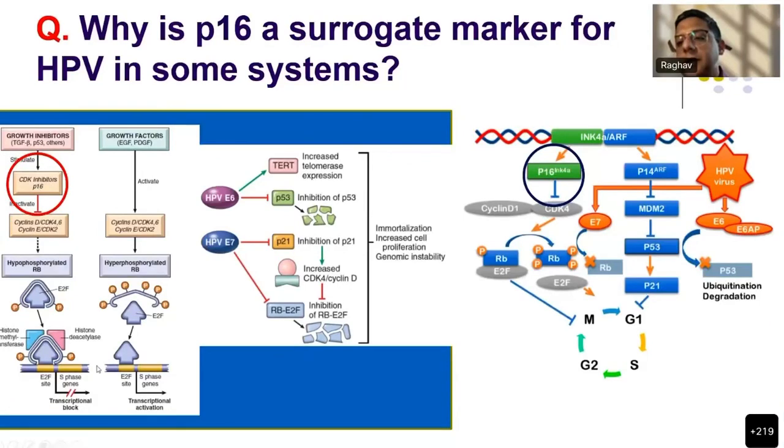The CDKN2A, which is again important for the RB activation. So if RB gets knocked out, P16 gets accumulated or overexpressed, and in these cases, that is why we can get a high P16. Absolutely, and I think Raghav is absolutely right.